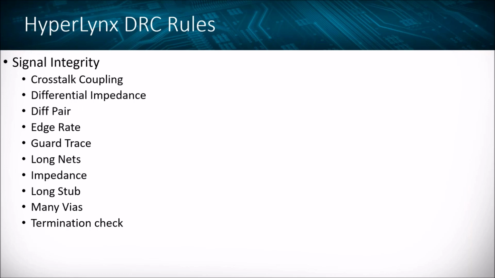And then in the SI world, we are able to look at a couple of different things that can be very important to verify. That would be crosstalk coupling and differential impedance. We are able to make sure that your differential pairs are meeting your assigned differential impedances. And then many vias, we can check for that, and an actual termination. So these are running some SI type checks in the background for these DRC rules.